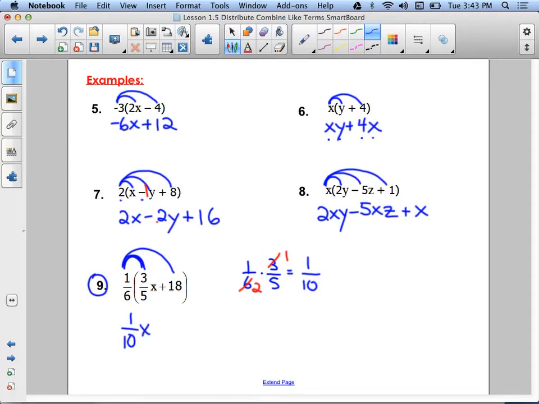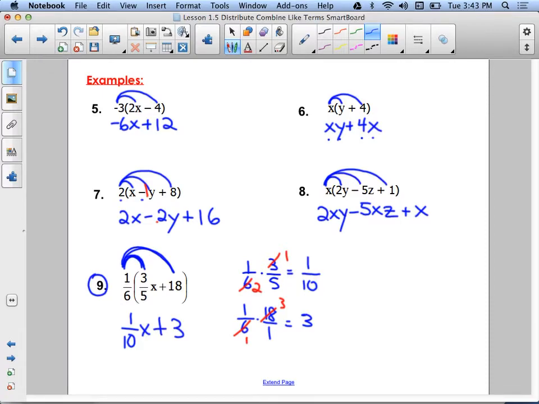Okay? Now I'm going to do the other multiplication, 1/6 times 18. And if I say 1/6 times 18, that's like 18 over 1. I can definitely cross cancel this as well. That's just going to end up being 3. 1 times 3 over 1 times 1 is just 3 over 1, or 3. So this will be 1/10 x plus 3. Okay, so don't be alarmed by fractions.